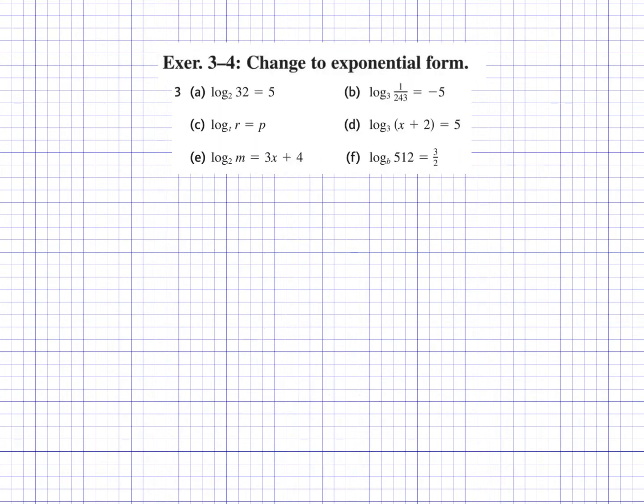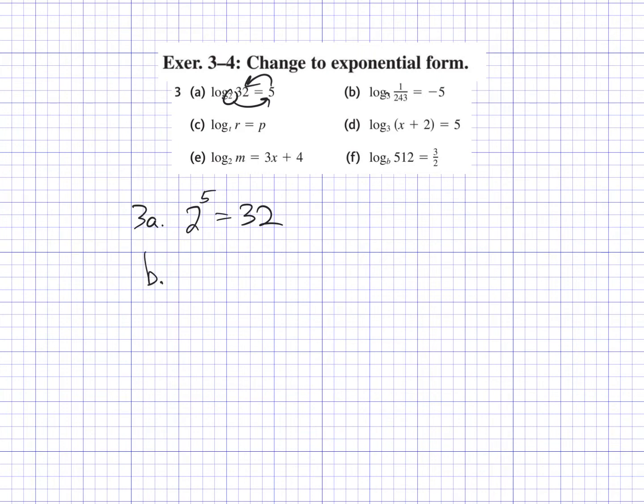All right, change to exponential form. Remember what I said, the base is your base. So 3a, that's our base, 2, to the exponent 5 is equal to 32. And you can check it. 2 to the 5th, 2 times 2 times 2 times 2 times 2 is 32.